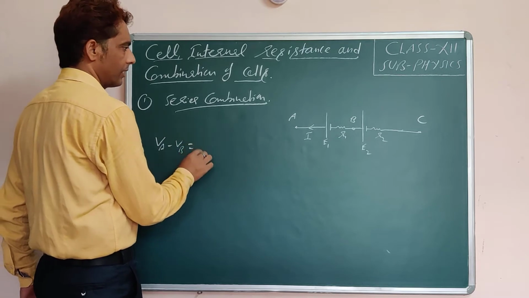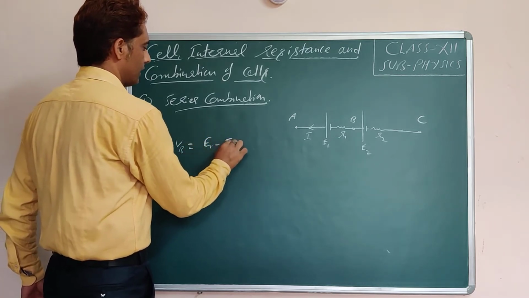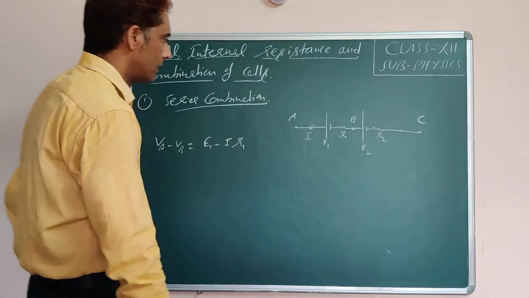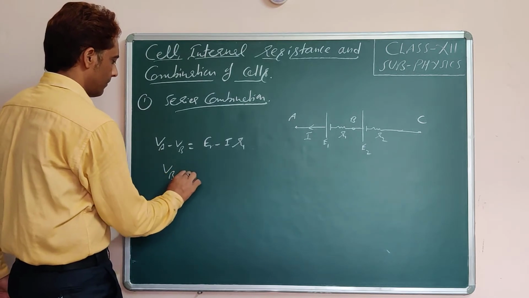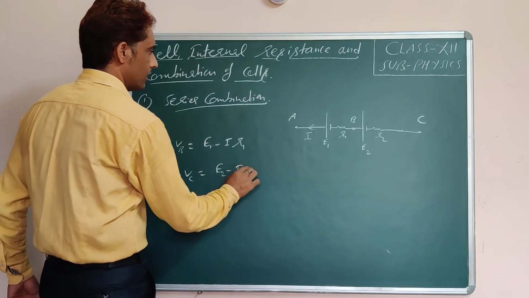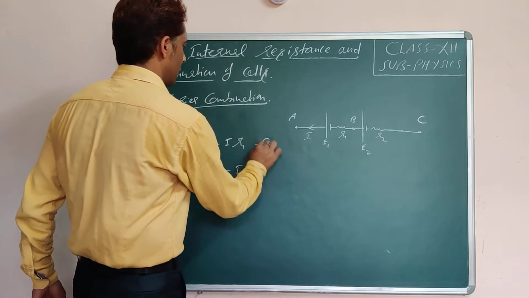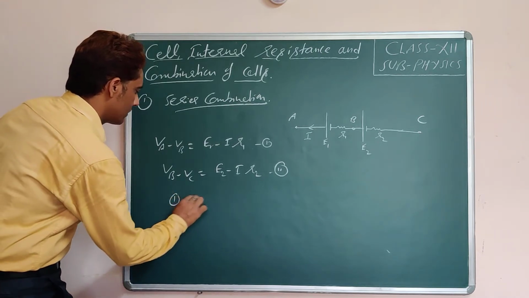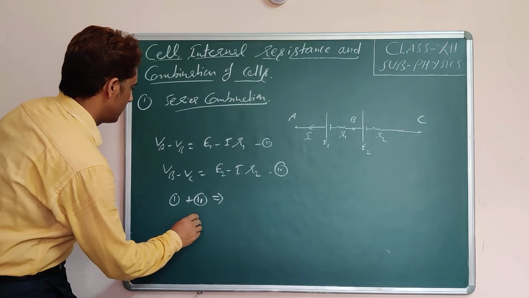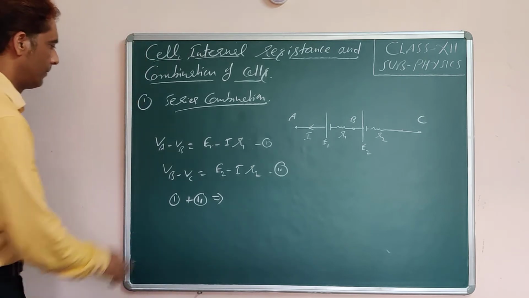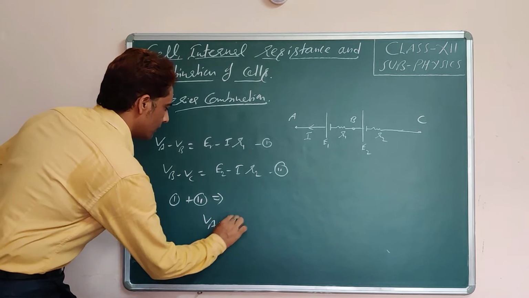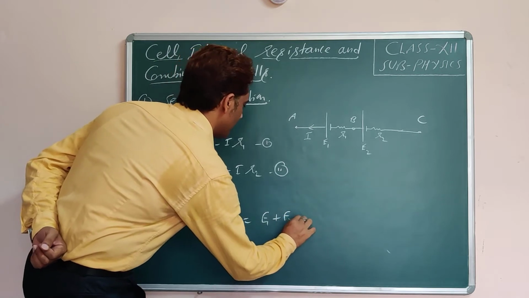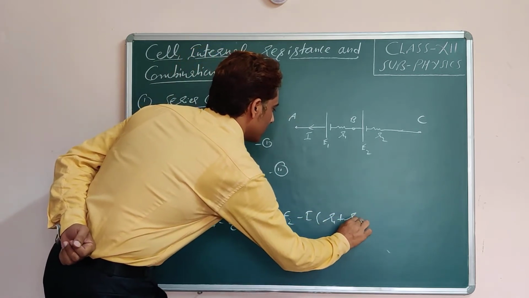Let the potential difference between A and B be V, so we can write VA minus VB is equal to E1 minus I into r1, and call this 1. Similarly, we can write the potential difference between B and C: VB minus VC is equal to E2 minus I r2, call this 2. So if I add 1 and 2, VA minus VC is equal to E1 plus E2 minus I into (r1 plus r2).